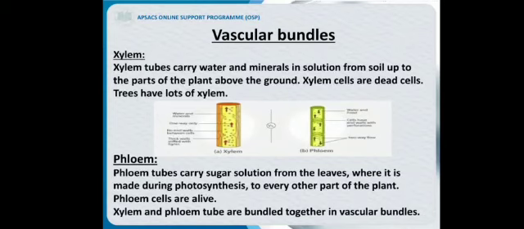Phloem tubes carry sugar solution from the leaves, where it is made during photosynthesis, to every other part of the plant. Phloem cells are alive. Phloem cells carry only sugar, in multiple directions. It can go from downward to upward or upward to downward, in both directions. They are alive cells. Xylem and phloem tubes are bundled together and they are called vascular bundles.